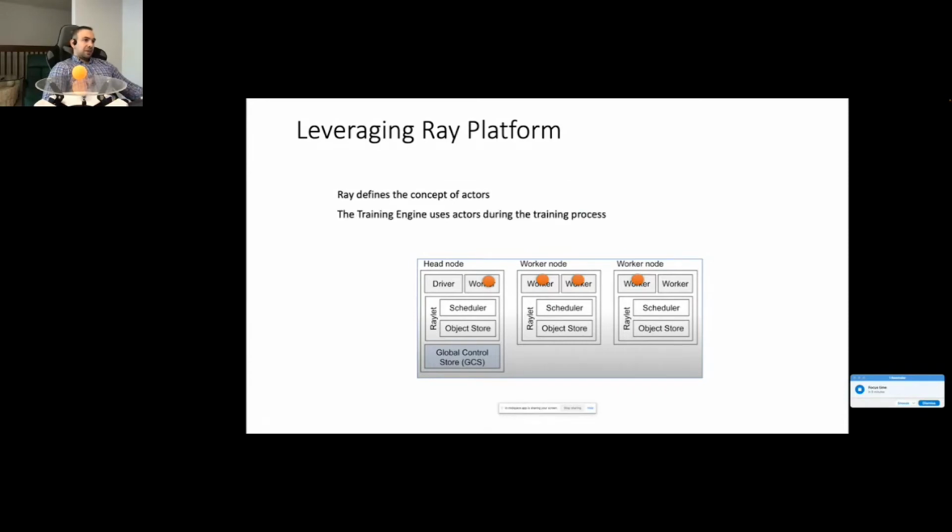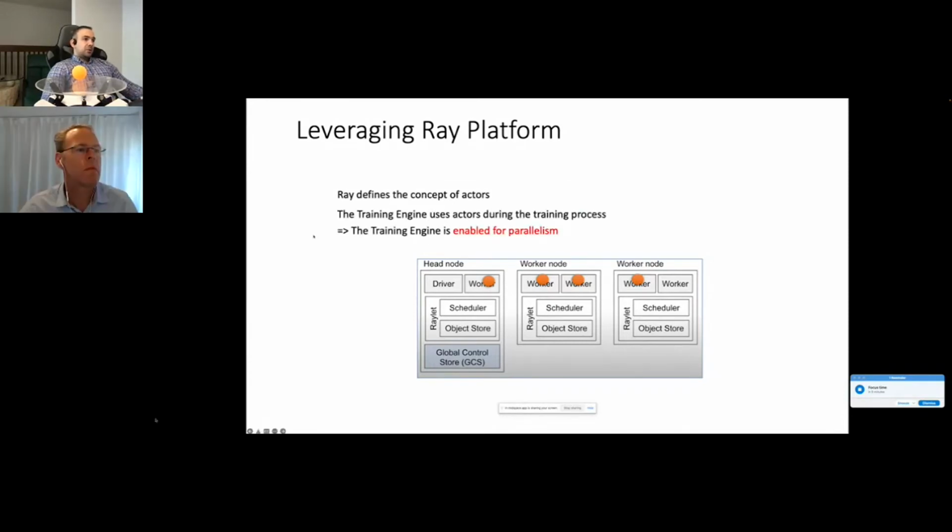So basically, if you're using Ray clustering and if you're using Ray actors, your platform is already enabled for parallelization. You just need to take care of creating worker nodes dynamically and removing them at runtime.